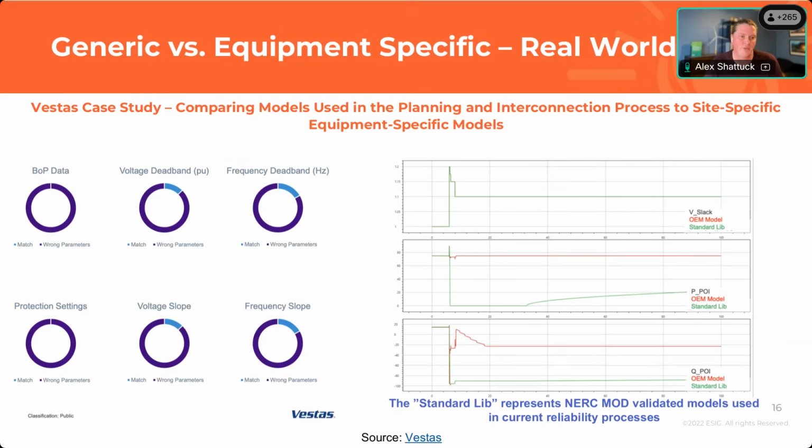For simple things like voltage and frequency deadbands, pretty much bottom of the barrel, simple model control parameters, you see the blue there, the matching is very small, about 10 to 20% at best. Very small there. So there's a massive disconnect between what's installed and what's been recorded and what's actually being used in the planning studies. Similarly, for voltage slope and frequency slope, a little bit more complex, still very simple, about a similar mismatch, which means it's not great. And then protection settings to finish off with, not a single one was able to match.